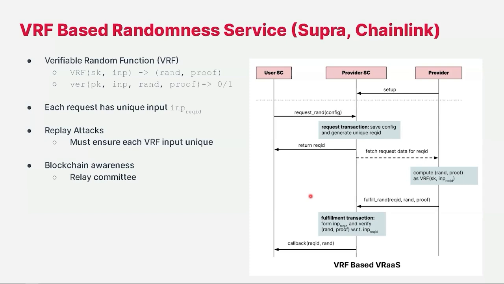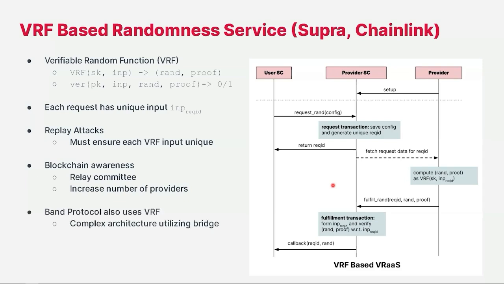We have a decentralized VRF. Since we have the VRF on many blockchains, we have trusted relay nodes that forward the request to the VRF committee, and that's a way to achieve scalability. Another way is that Chainlink increases the number of providers. They have multiple different VRF nodes for each blockchain, and that way each VRF node has to be aware of only one blockchain. And protocol also uses a VRF, but they have a complex architecture utilizing a bridge. It's not even worth going into that architecture because they have some vulnerability to replay attacks.